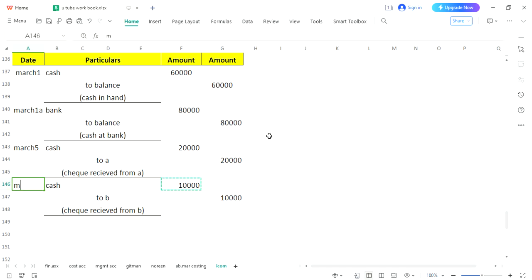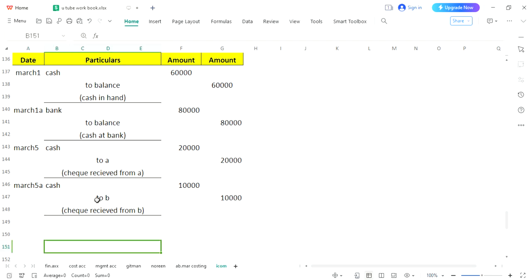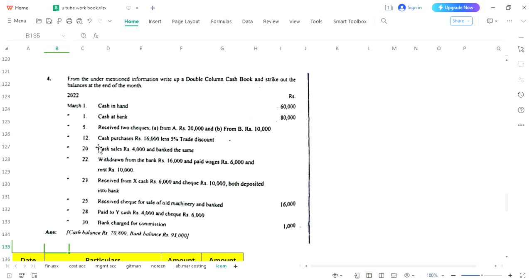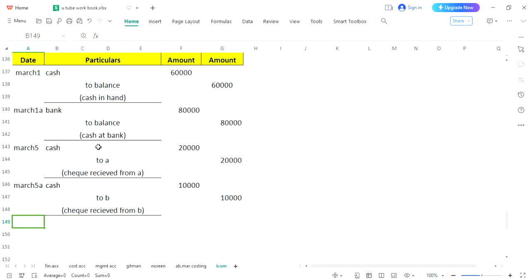Let's put the date, as the date is the same. We will just consider it as 5A. So please note it down. You have received check, cash to A; received check from B, cash to B. The March 5th entry has been completed, and now we will see March 12th. Let's put the date first.